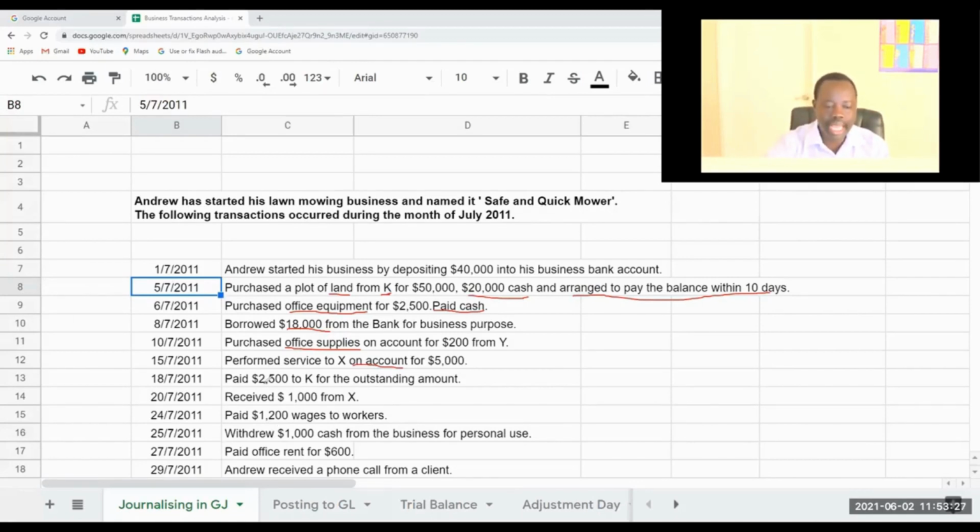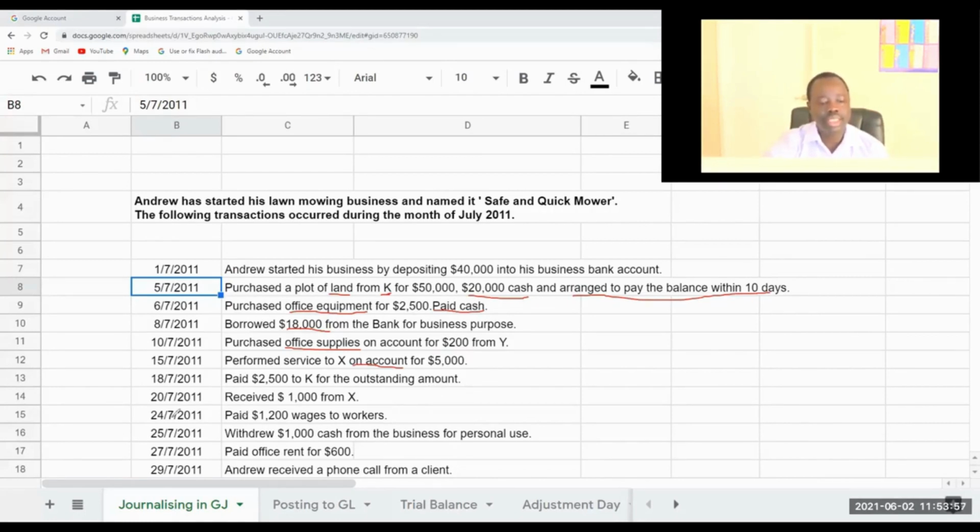So the cash account is increasing. So we debit cash and the amount is 1,000, and we credit accounts receivable because it is an asset account, but it is decreasing. So 1,000 on the debit side, 1,000 on the credit side. Our accounting equation is balanced.